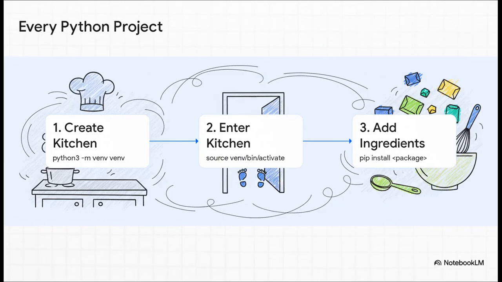So what's the solution? It's this simple 3-step recipe. You do this for every single Python project you start. Number 1, you create the kitchen. Number 2, you enter the kitchen. You activate it. And number 3, you add your ingredients with pip. That's it. Seriously, this one habit will change everything for you.